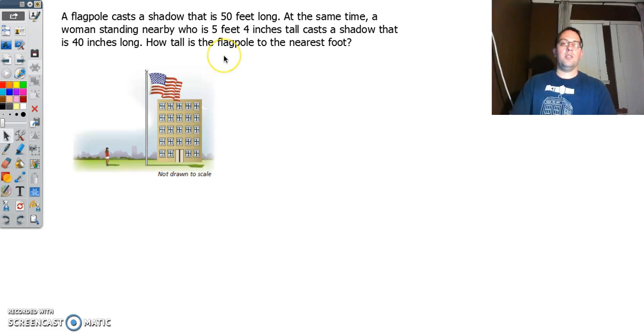Alright, well, this is all well and good, but here we have a situation. A flagpole casts a shadow that is 50 feet long. At the same time, a woman standing nearby, who is 5 foot 4 inches tall, casts a shadow that is 40 inches long. We want to know how tall the flagpole is.